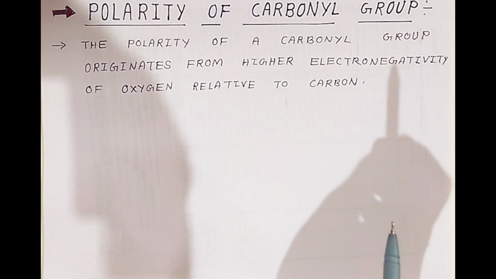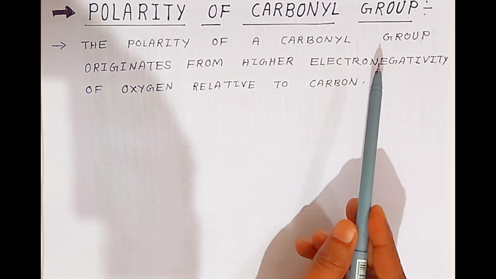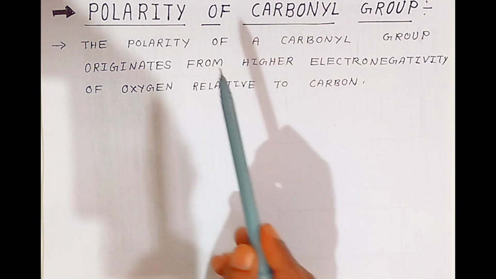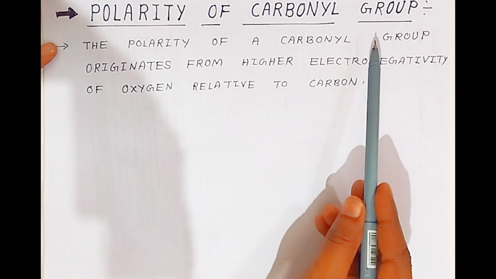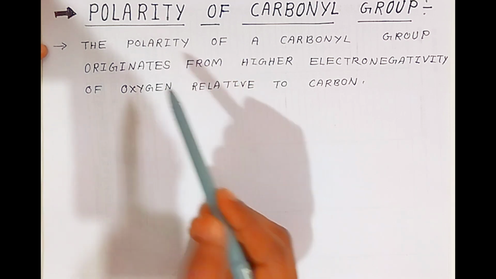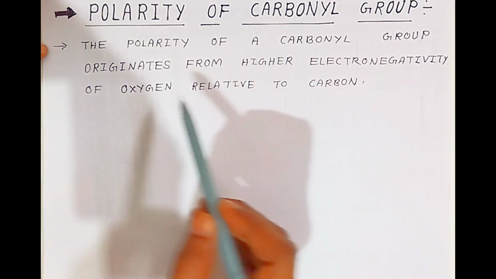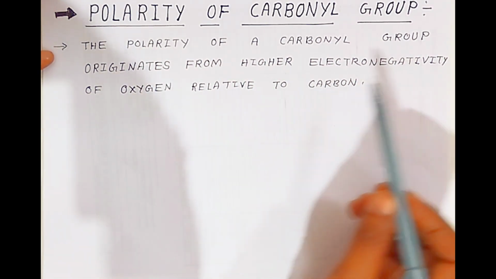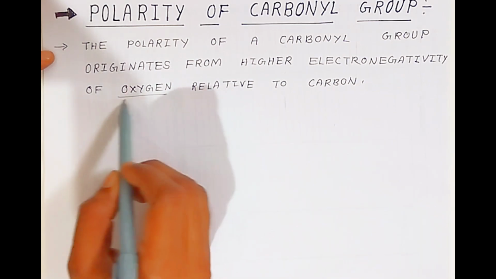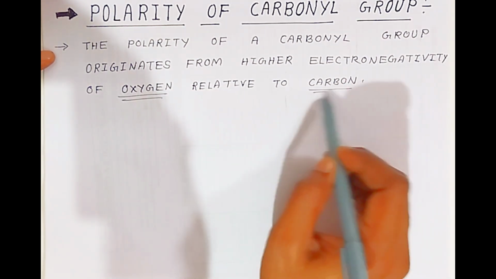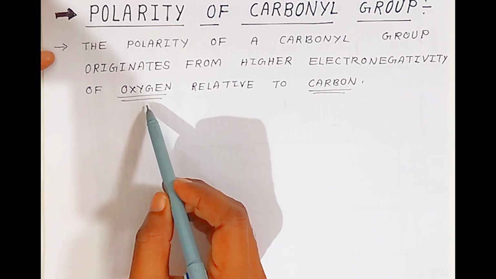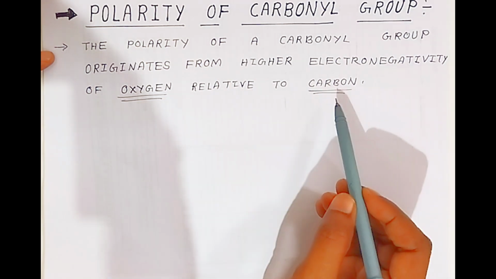In this video, students, we are going to see the polarity of the carbonyl group and its reactivity. Now students, the polarity of the carbonyl group of aldehyde and ketone originates from the higher electronegative oxygen to carbon. So here, oxygen is more electronegative as compared to carbon.